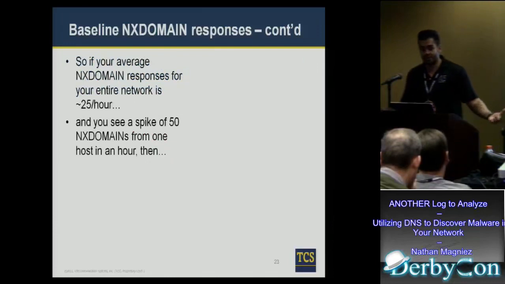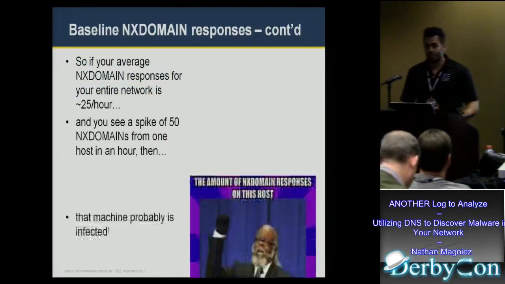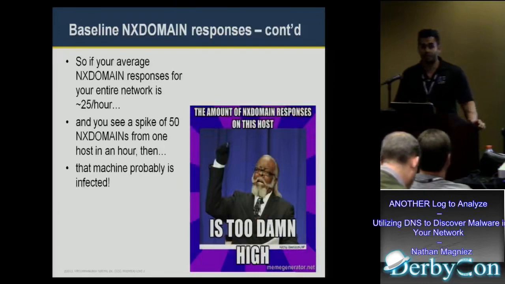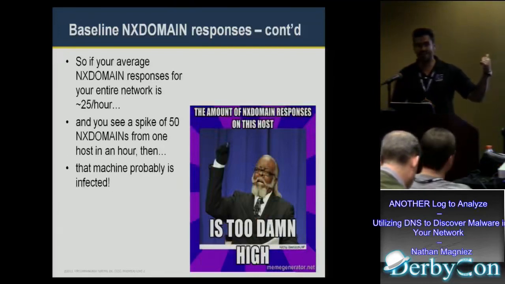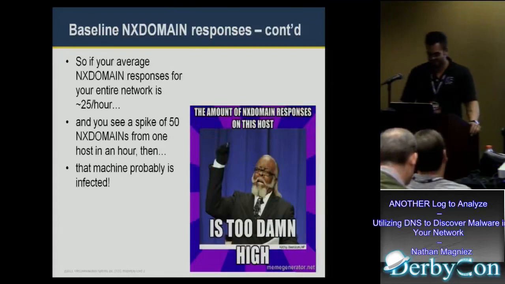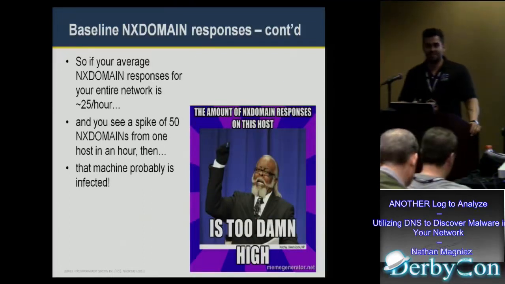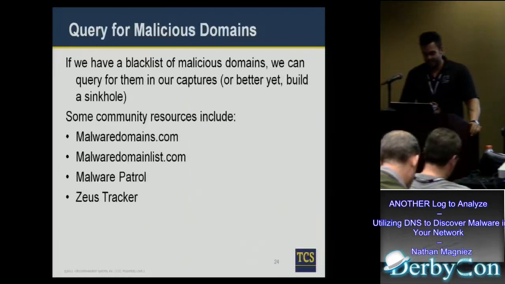So if your average NX domain responses for your entire network is 25 per hour, and then you see a spike of 50 coming out of one host in an hour, well then that machine is probably hosed, right? Because the amount of NX domain responses on this host is too high. Starting to make sense? All right. Anybody have any questions so far?